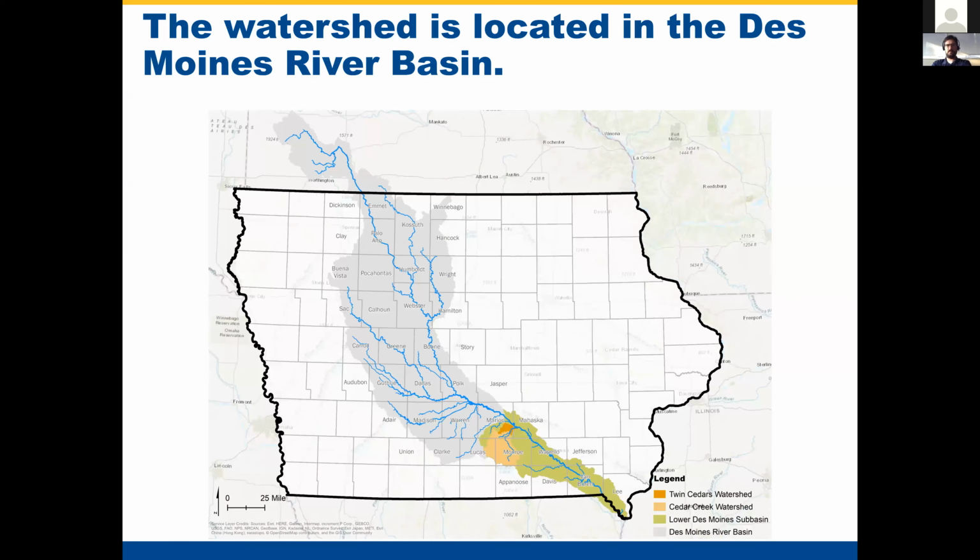You can see that small orange area is the Twin Cedars watershed. That's the 32,000 acre area we're talking about today, which is a part of Cedar Creek, which drains into the Des Moines River just into Mahaska County, and it's part of the lower Des Moines subbasin, which stretches from Marion, Mahaska County all the way down to the very southeastern tip of the state of Iowa.